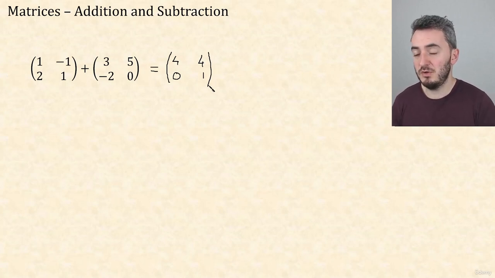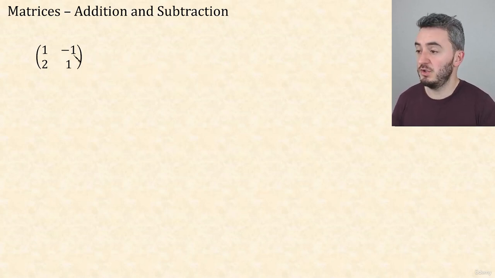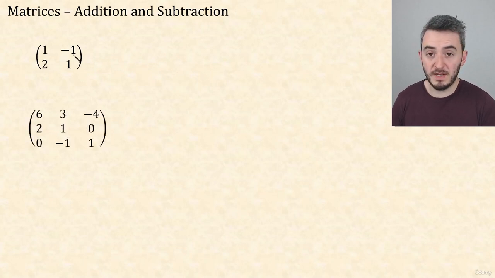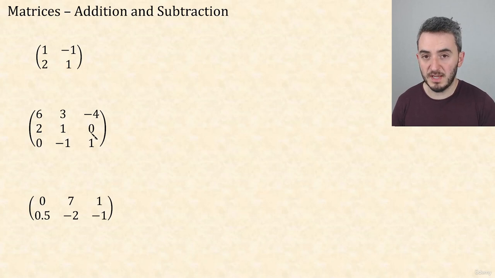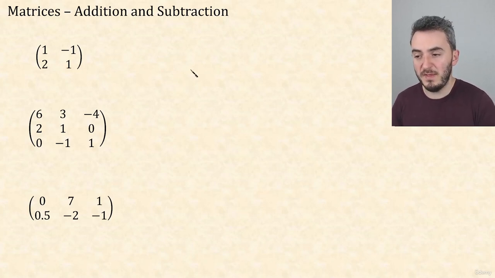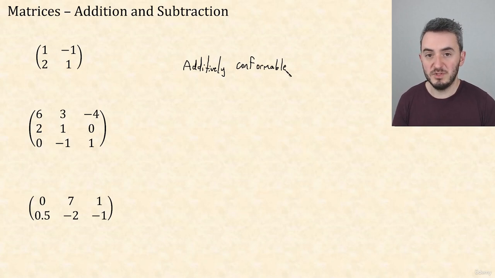Now, it should be said that you can only add matrices together when they have the same dimensions. So we've been looking mostly at these 2 by 2 matrices, but we can have 3 by 3 matrices. We can even have ones that aren't square, so ones like this 2 by 3 matrix. And the rule is you can only add two matrices together if their dimensions are exactly the same. And when they are, that's known as matrices being additively conformable. And that just means they conform to each other, i.e. they have exactly the same dimensions.